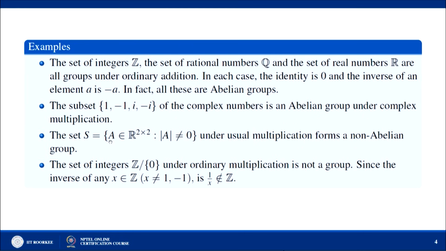Now, you take the set S, which is the set of all 2 cross 2 matrices whose determinant is not equal to 0. That means invertible matrices of order 2 cross 2. Here the binary operation which we are choosing is usual multiplication, and it forms a non-abelian group. Now, let us see how. So, we are taking all those 2 cross 2 matrices whose determinant is not equal to 0. And the operation we are applying is usual multiplication.